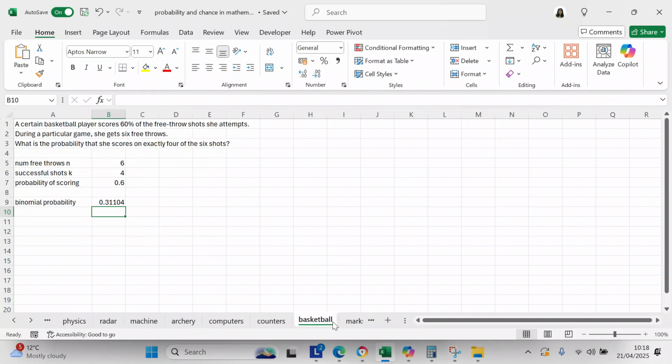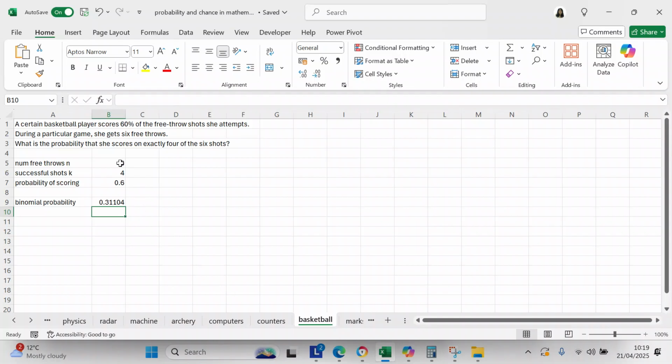So the next question we have is going to be about basketball. A certain basketball player scores 60% of the free throws she attempts. During a particular game, she gets 6 free throws. What is the probability that she scores on exactly 4 of the 6 shots?